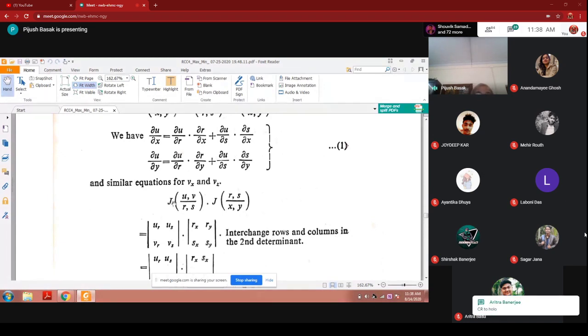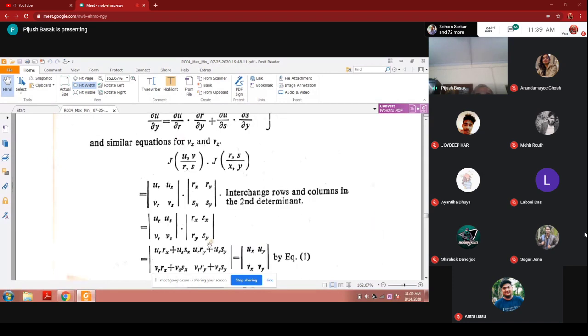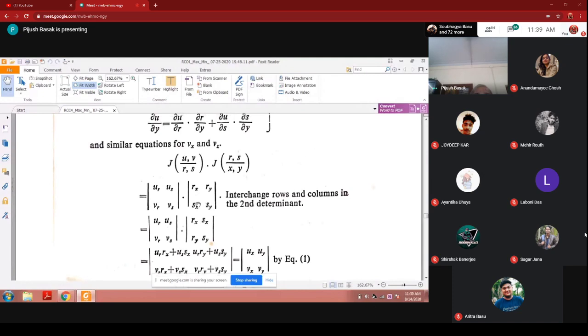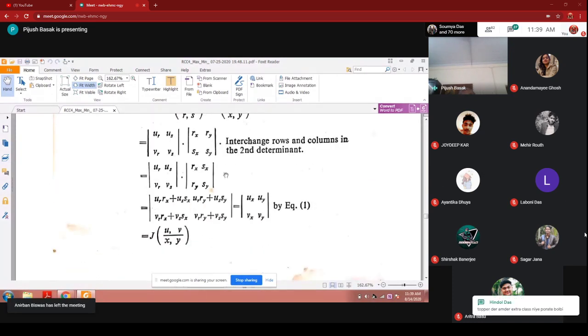And now we multiply the Jacobian of UVRS into the Jacobian of RSXY. So our determinant will be UR, US, VR, VS, and the determinant of the Jacobian of RS means RX, RY, SX, SY. So now what do we do? Just interchange rows and columns in the second determinant. So columns become rows and rows become columns. We know the property of determinants that if rows and columns are interchanged, the value of the determinant is unchanged. This is a basic property.